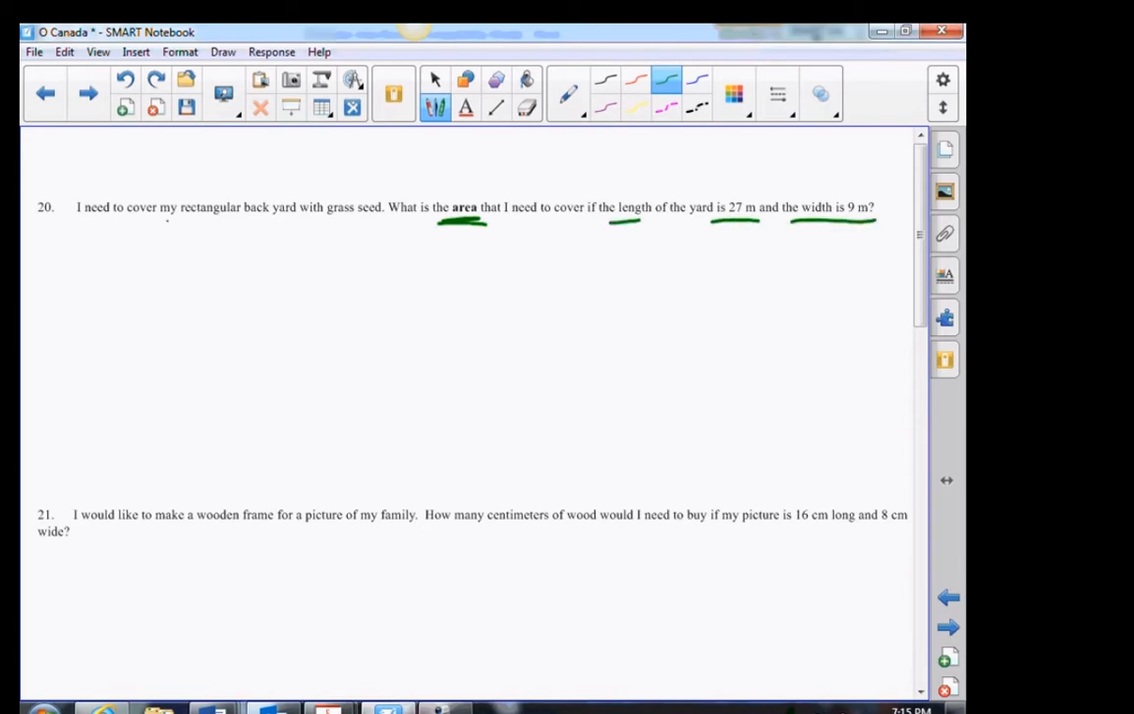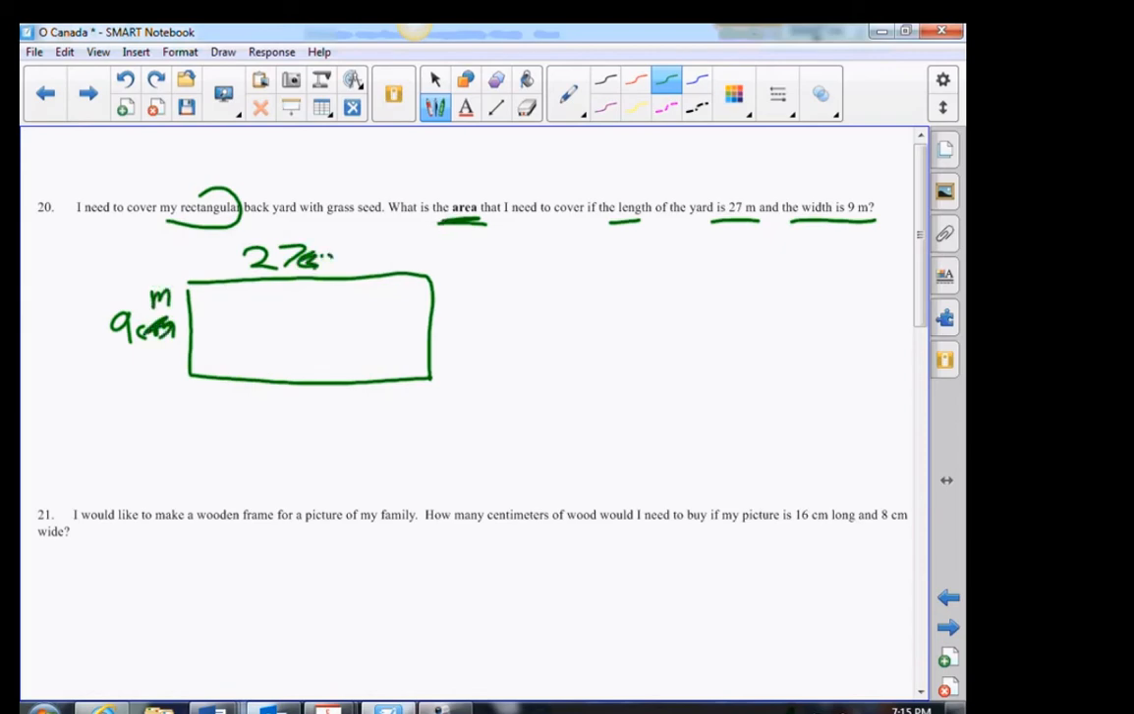The area that I need to cover has a length of 27 meters and the width is 9 meters. Okay, so it's telling me the two dimensions. I see the word rectangular, and I've circled that. And then I punch it in. The width, 9 meters. The length, 27 meters. It's not necessarily to scale, but it's a good representation. If you did that, that would be fine.